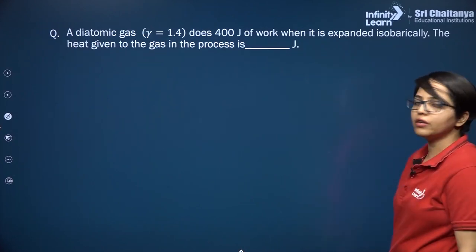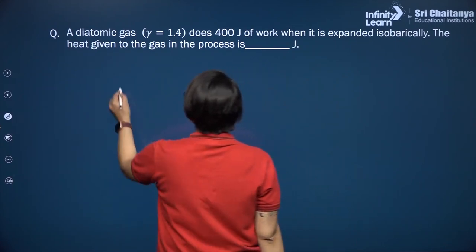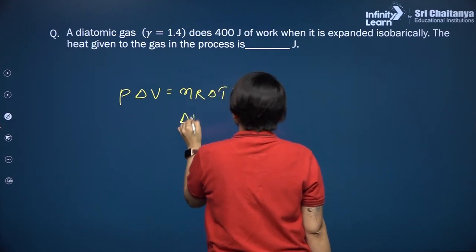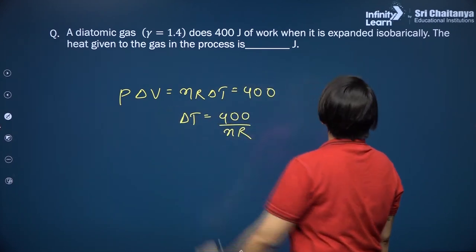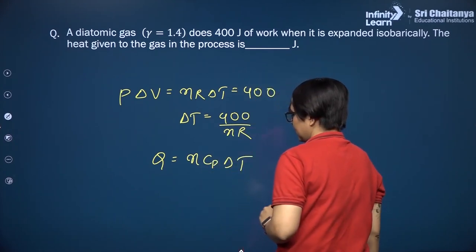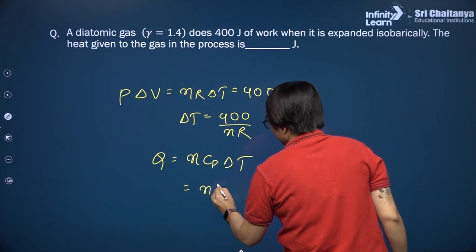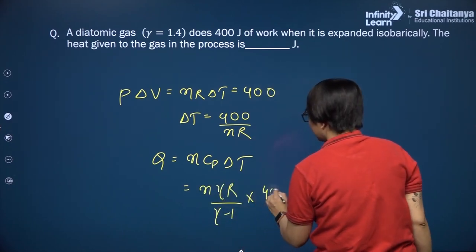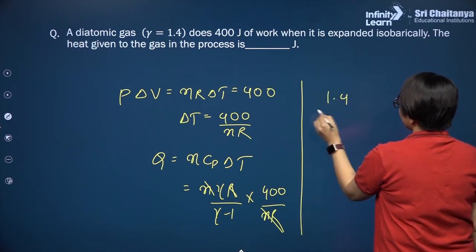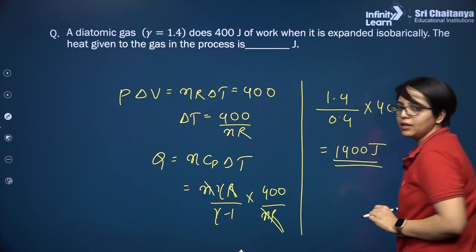Next is, a diatomic gas does 400 joules of work when it is expanded isobarically. The heat given to the gas in the process is. Right, so over here, work is P delta V, which is NR delta T, which is 400 joules, right? So, delta T is 400 divided by NR, isobarically, that is why I am using work done as P delta V. Heat given to the system is NCP delta T, right? So over here, NCP is gamma R upon gamma minus 1 into delta T, which is 400 divided by NR. NR, NR cancel, and gamma for diatomic gas is 1.4. So it is 1.4 divided by 1.4 minus 1 into 400. So this will give you 1400 joules.